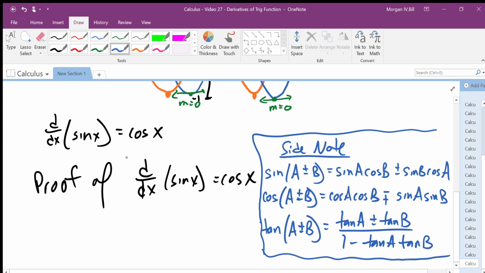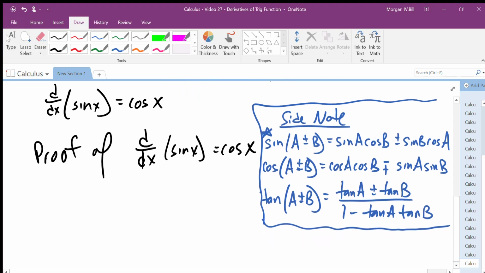And in order to prove that the derivative of sine of x is equal to cosine of x, we are going to use that first one, right? The sine of A plus B, we're going to use the positive. The sine of A plus B is equal to the sine of A cosine B plus sine B cosine A. That's how we're going to prove this derivative for sine of x. Okay, let's actually do it.